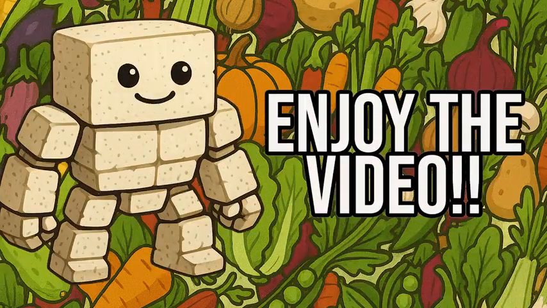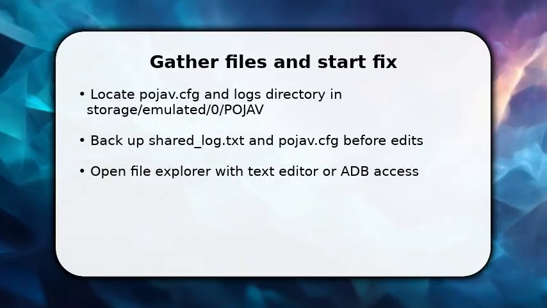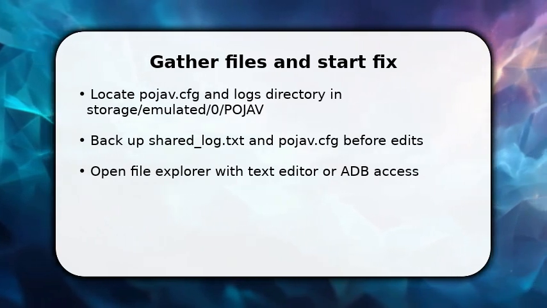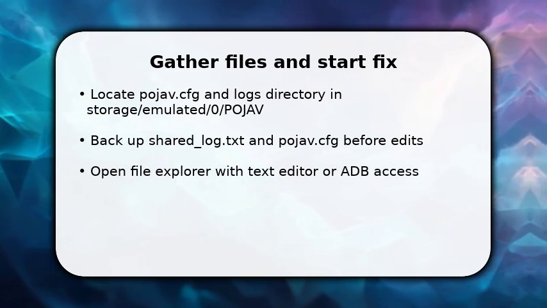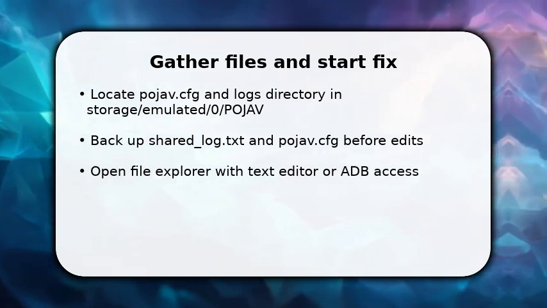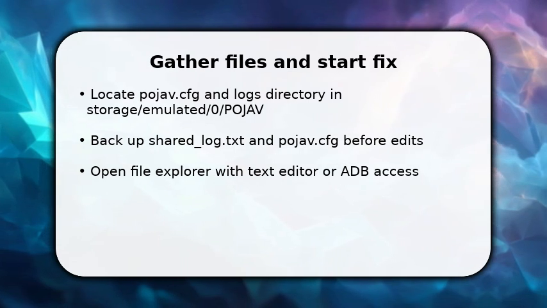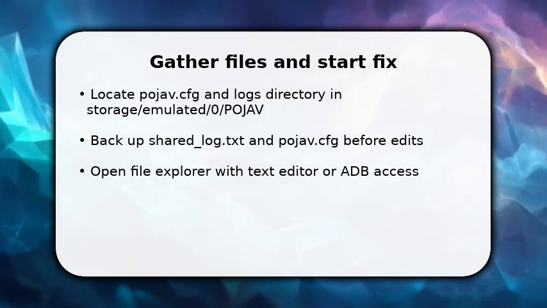Please enjoy the video. You begin by locating the shared log.txt and Pojav.cfg immediately. This is where the conflict appears. Once found, make a backup copy to a different folder or cloud so you can restore if needed.